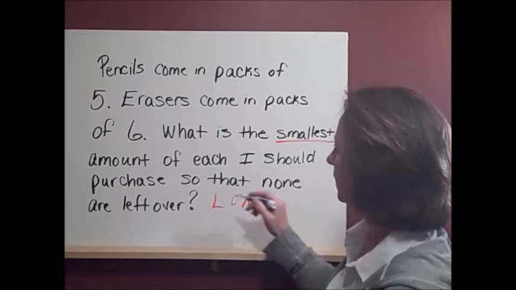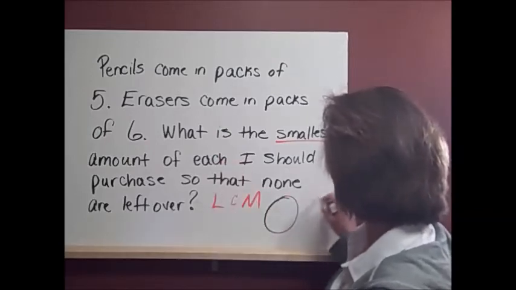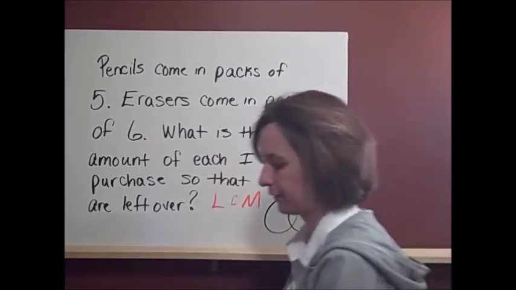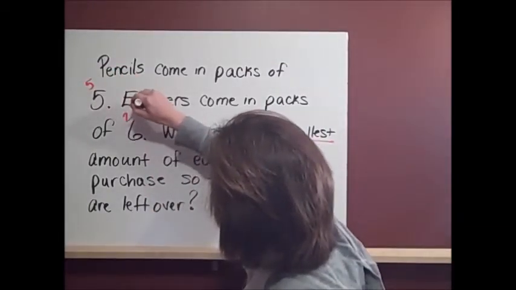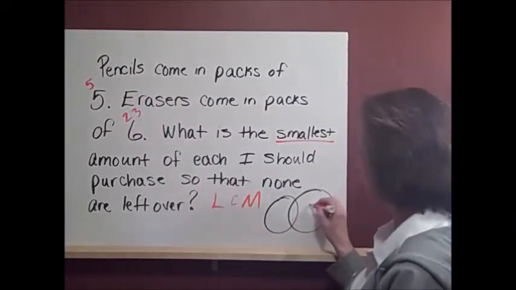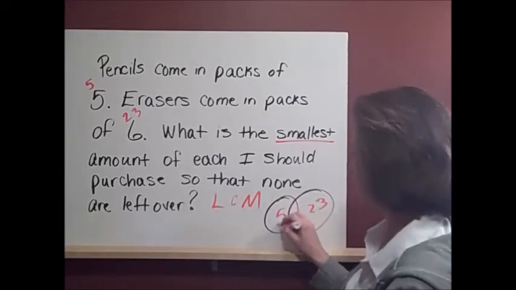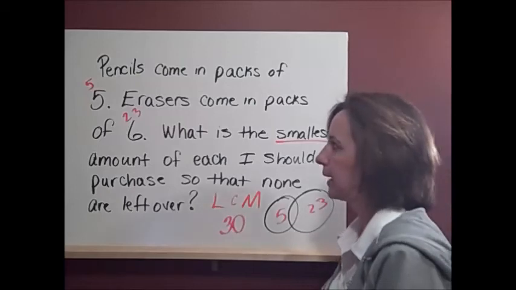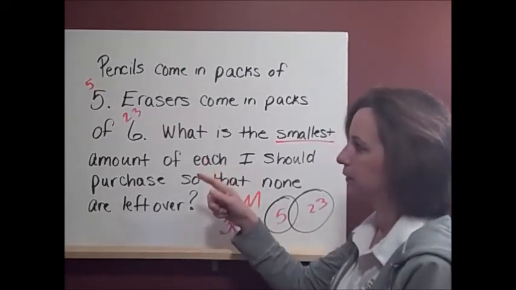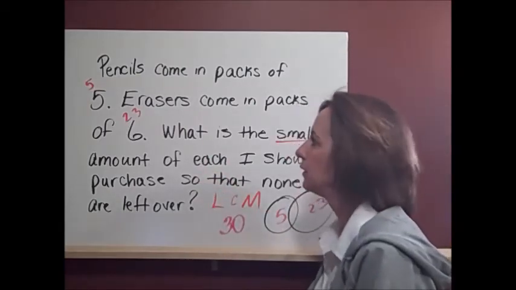I might say the LCM of 5 and 6. This is a 5, and this is a 2 and a 3. And if you'll notice, there's nothing in common. So 2 and 3 and 5 multiplied together is 30. So I need to buy at least 30 pencils and 30 erasers.